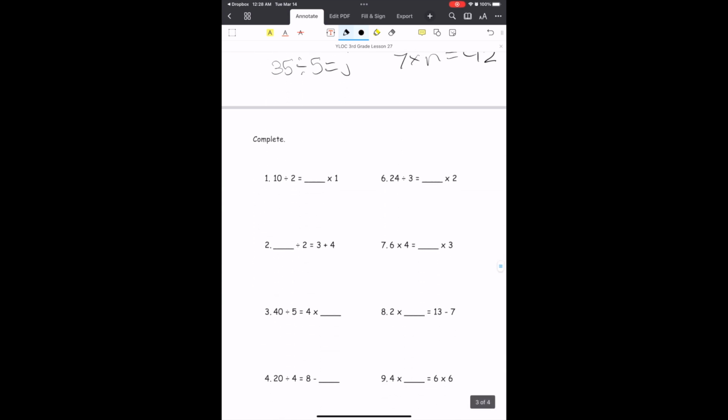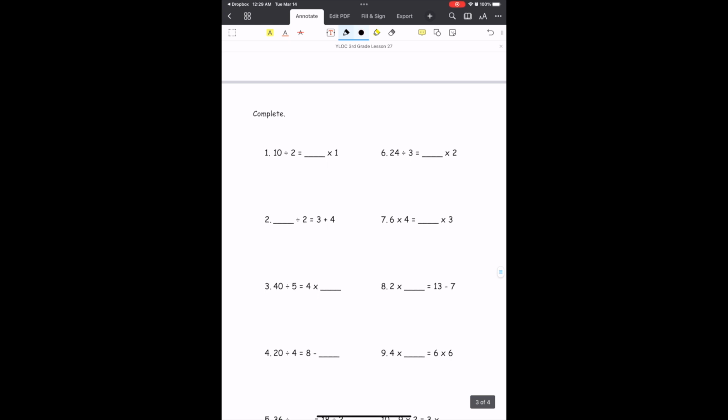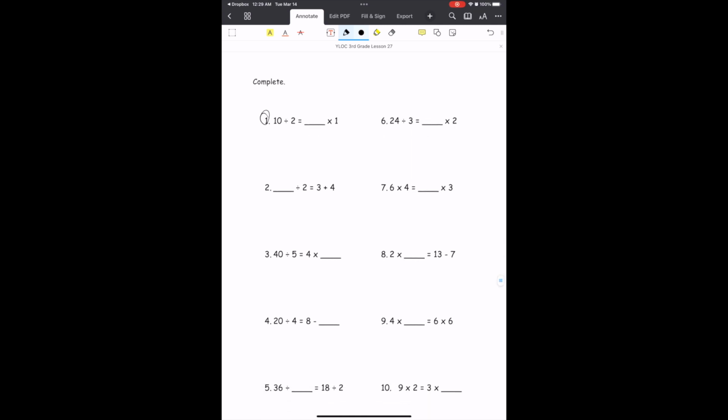Alright, so now let's just go on to complete. So 10 divided by 2, let's start with number 1. 10 divided by 2 is equal to blank times 1. Well, we all know 10 divided by 2 is equal to 5. If you need help, you can always do 2 times blank, or let's just say x, is equal to 10, and 2 times 5 is equal to 10. And then, what times 1 is equal to 5? Well, if 5 is equal to blank times 1, we all know anything times 1 is just itself, so the answer would be 5.